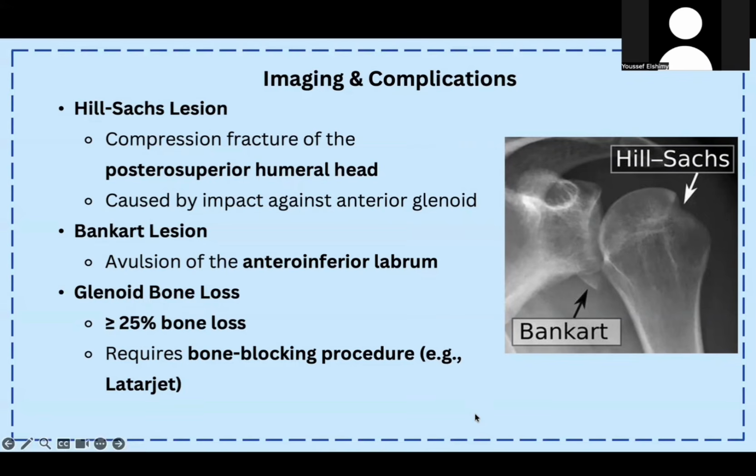And glenoid bone loss happens when there is bone loss of 25% or more, and all of these compromise the stability of the joint, as well as often require a bone blocking procedure, such as a procedure called Latarjet.